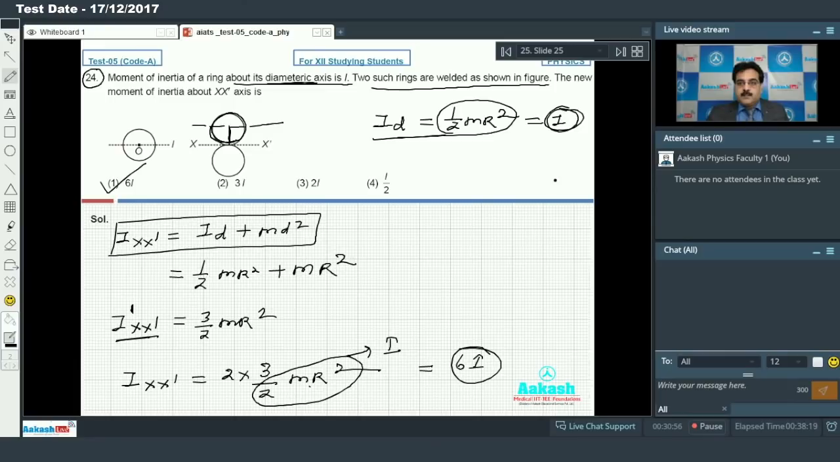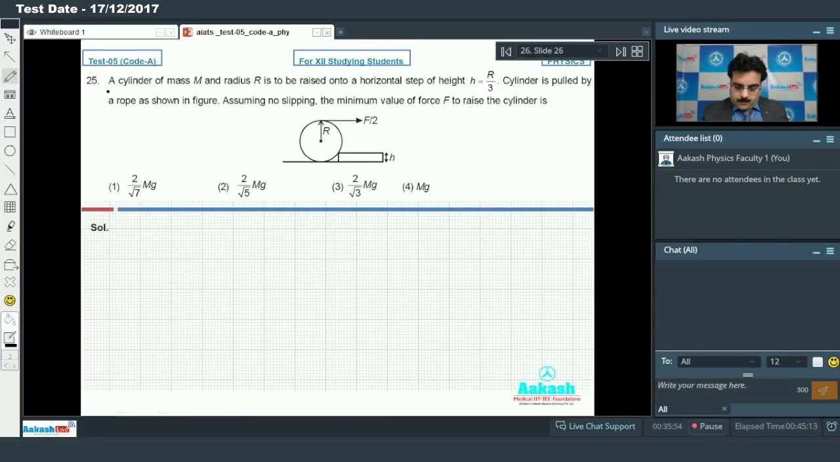Let's move on. Question number 25. A cylinder of mass m and radius r is to be raised on a horizontal step of height h, where h is r by 3. The cylinder is pulled by a rope as shown in the figure. Assuming no slipping, the minimum value of force F to raise the cylinder is. So how will we calculate this question?